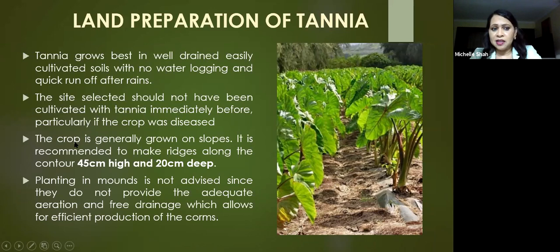The crop is generally grown on slopes, and it is recommended to make ridges along contours about 45 centimeters high and 20 centimeters deep. Planting in mounds is not advised since they do not provide adequate aeration and free drainage, which allows for efficient production of corms. So we see it is planted here on this land, but the mounds must not be too high.